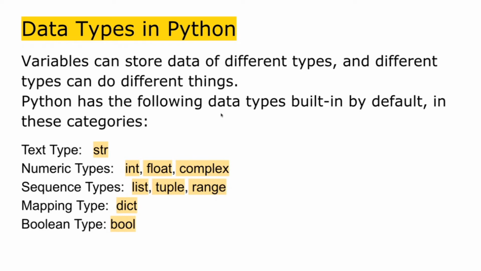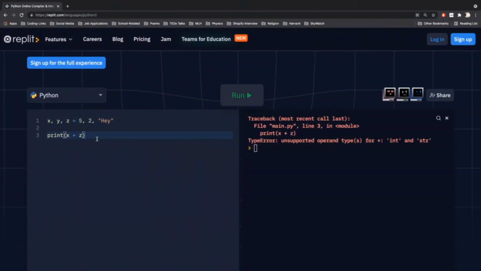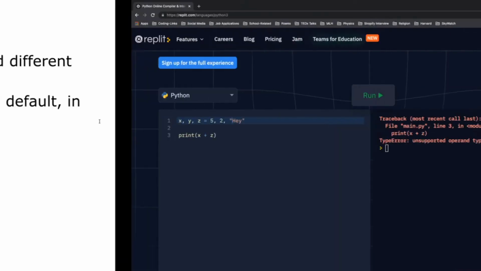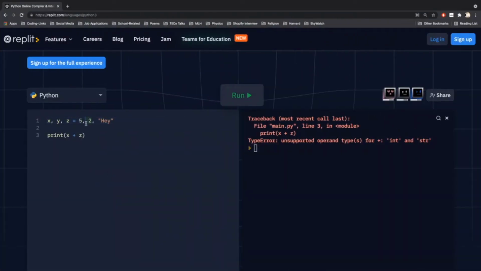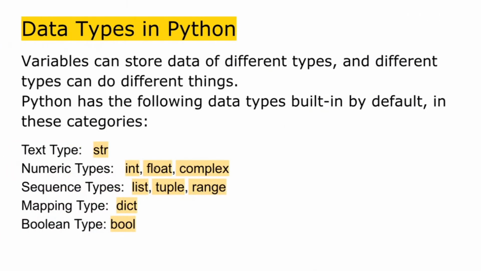Data types in Python. Variables can store data of different types, and different types can do different things. Python has the following data types built in by default in these categories. String. A string is text separated by quotes, just a hey. We have int, which stands for integers, so these numbers you see here, 2. We have a float, which is a decimal containing 2 or more decimals. We have a complex, which is, I think, a very large number.